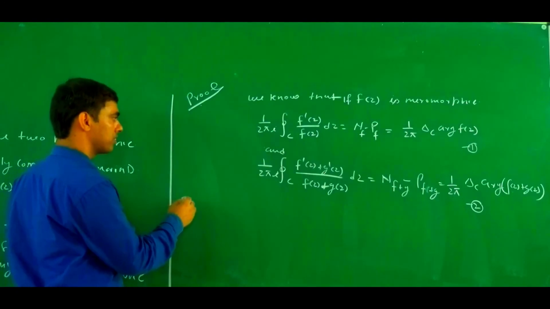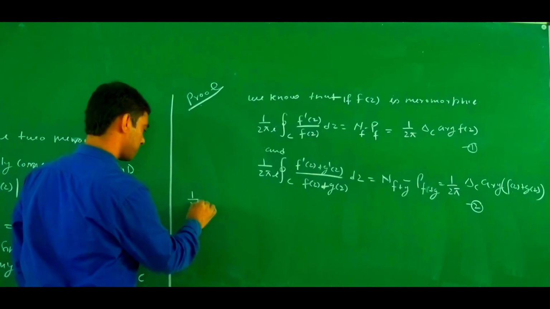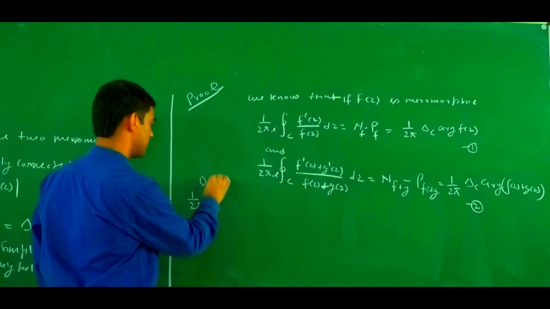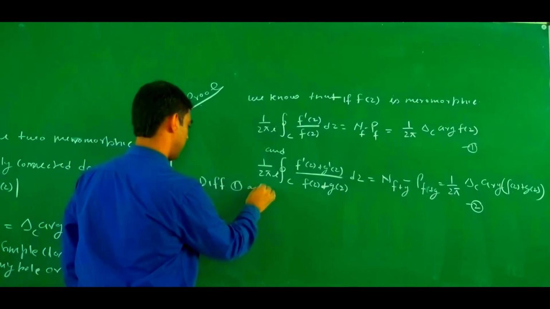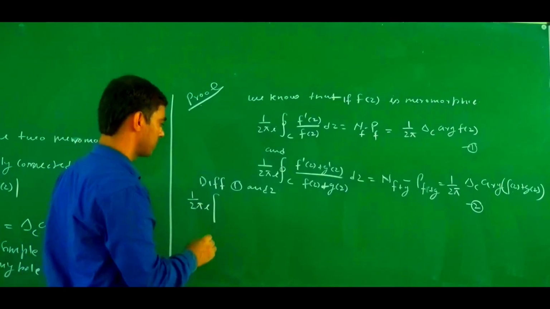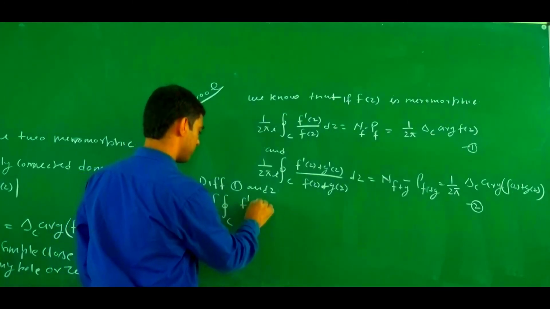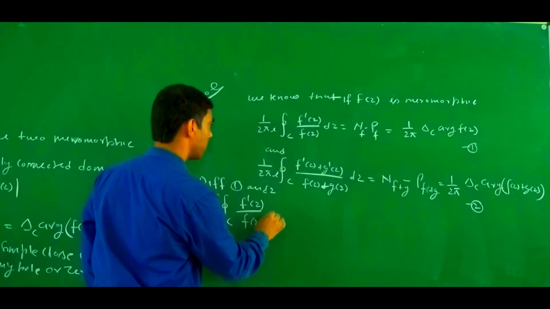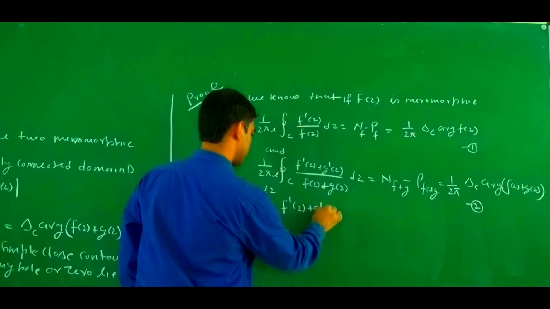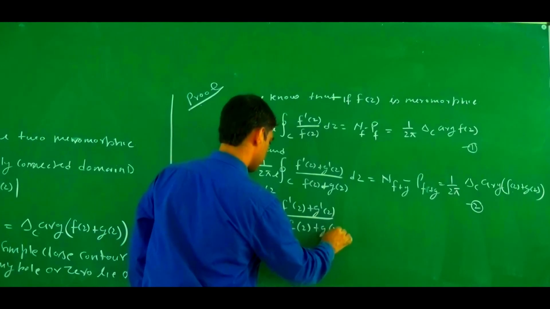So now we find the difference of these two. The difference becomes 1 upon 2 pi i, the difference of first and second. So 1 upon 2 pi i integrate over C f dash z divided by f(z) minus f dash z plus g dash z divided by f(z) plus g(z) dz.